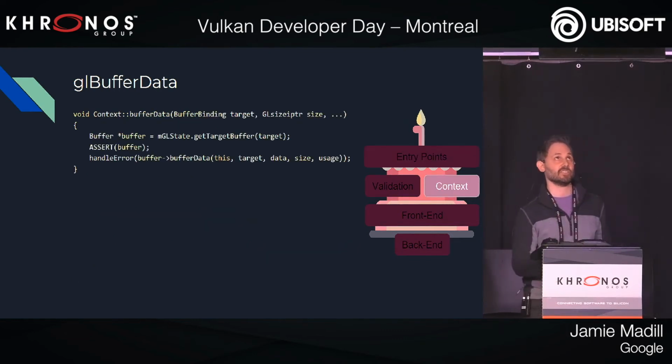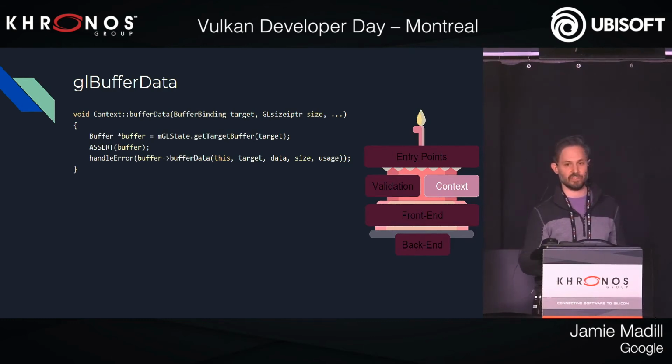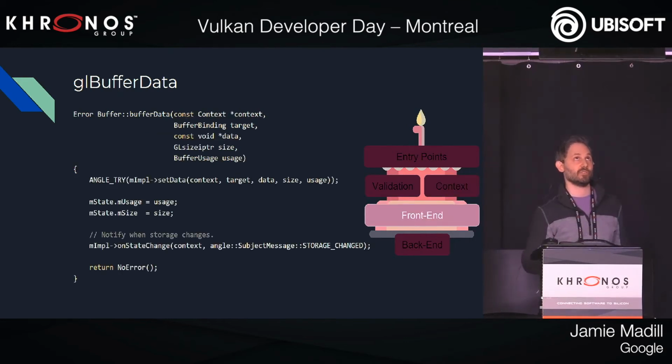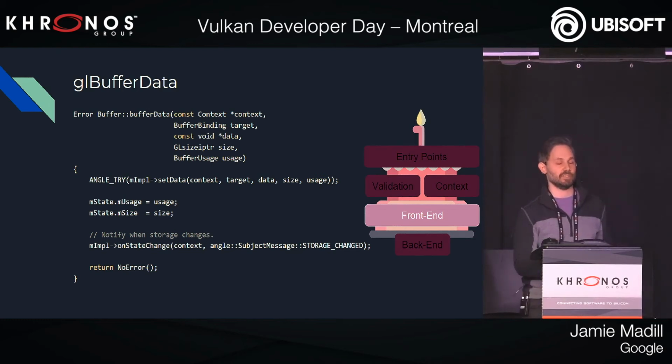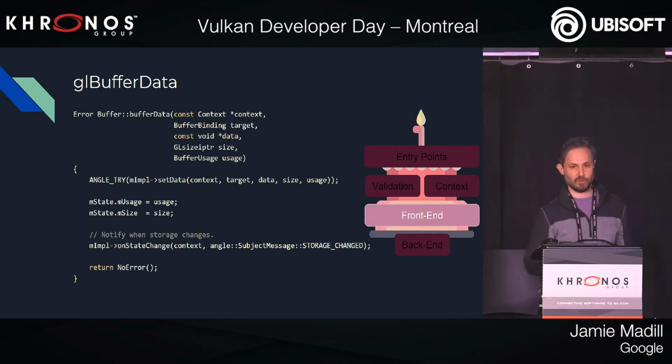So here we are in the context. It doesn't do much. It just handles the error that could be generated by the state tracking layer and buffer. And here we are in the buffer class. The first thing it does is it calls into the implementation. This is a virtual call. It will vary depending on what backend you're running. And then after that, it passes through the call. If it succeeds, it updates the state of the buffer. And then it notifies any objects that depend on the buffer state that the state has changed. This kind of thing is important for caching validation, which starts the whole conversation about performance. You want to redo as few computations as possible when you're validating.